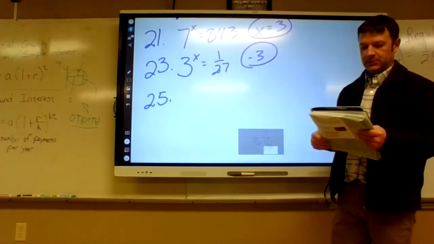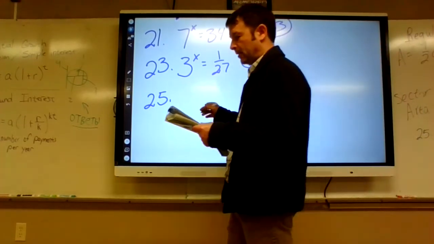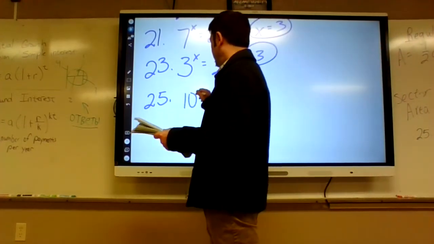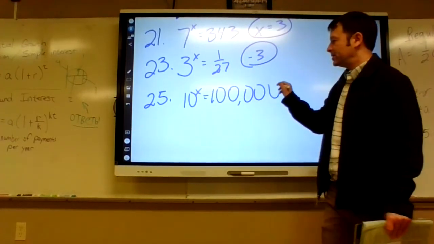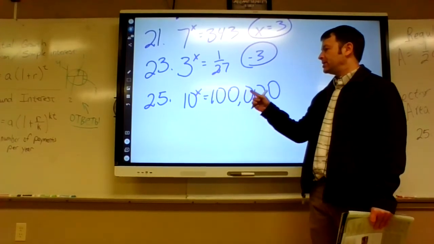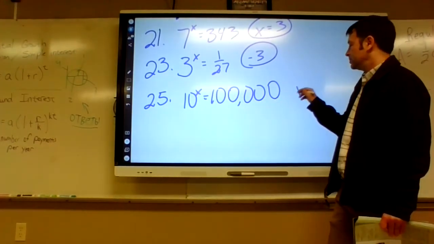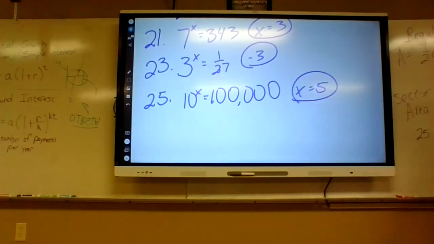Jaden, do you know what that is as an exponential? 10 to the 5th equals 100,000. Okay, yeah, 10 to the what equals 100,000. 10s are easier because each time you multiply by another 10, it adds another 0. So basically the number of zeros is how many 10s you need.